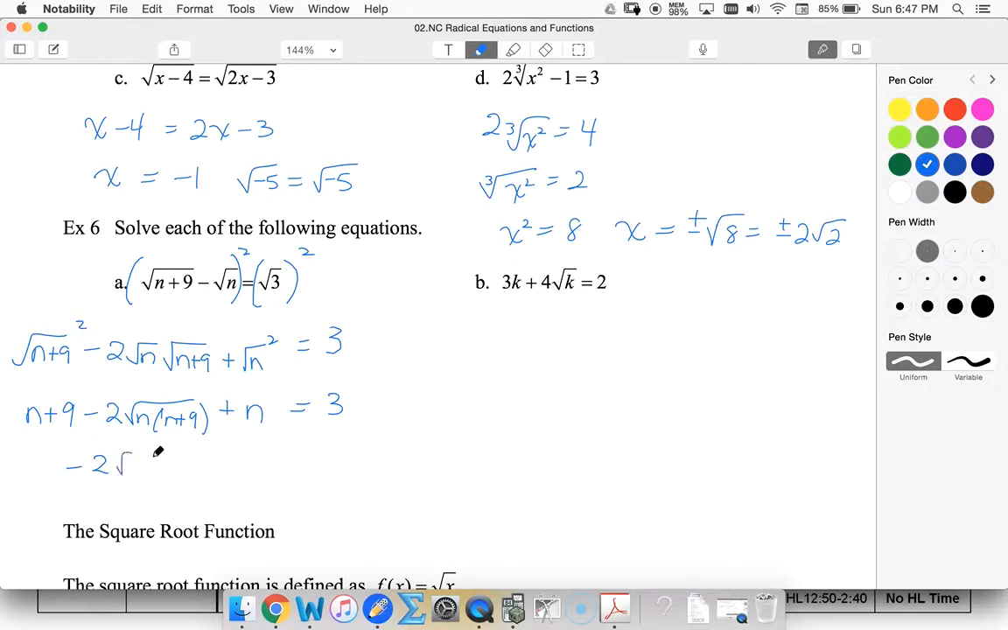So negative 2 root n times n plus 9 equals, let's see, n plus n would be 2n, subtract it to the other side is negative 2n. 9 minus 2 is 7, subtract it to the other side, and I would get negative 4. Okay, I can divide everything by negative 2 to get root n times n plus 9 is equal to n plus 2, dividing by the negative 2. And now I'm going to square both sides again.